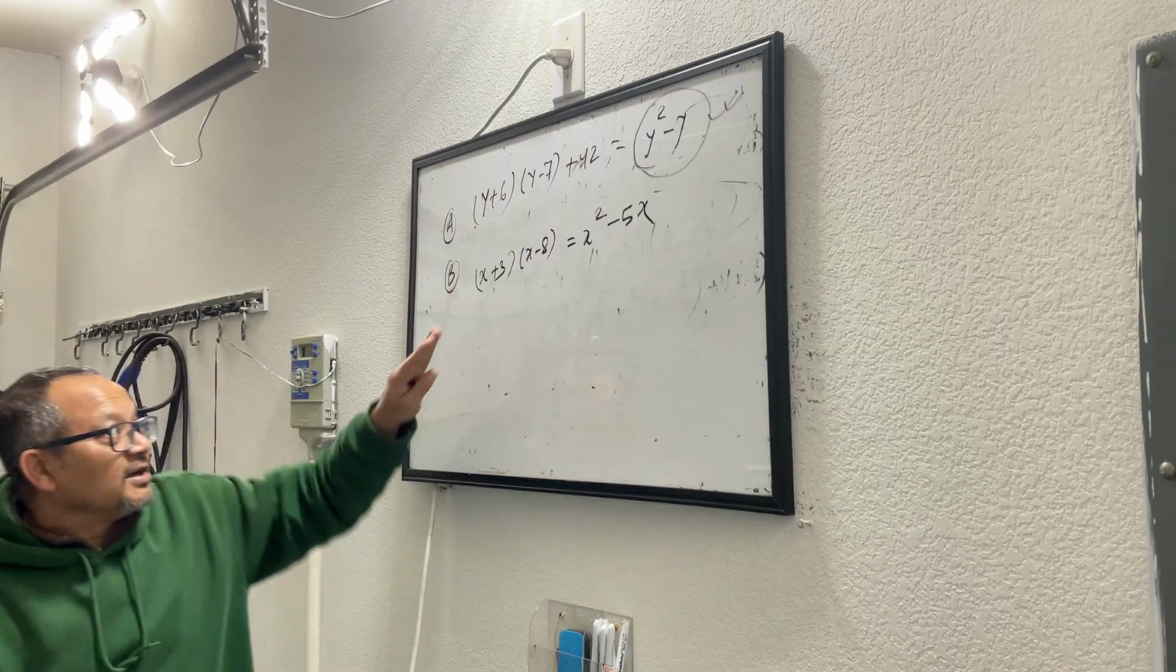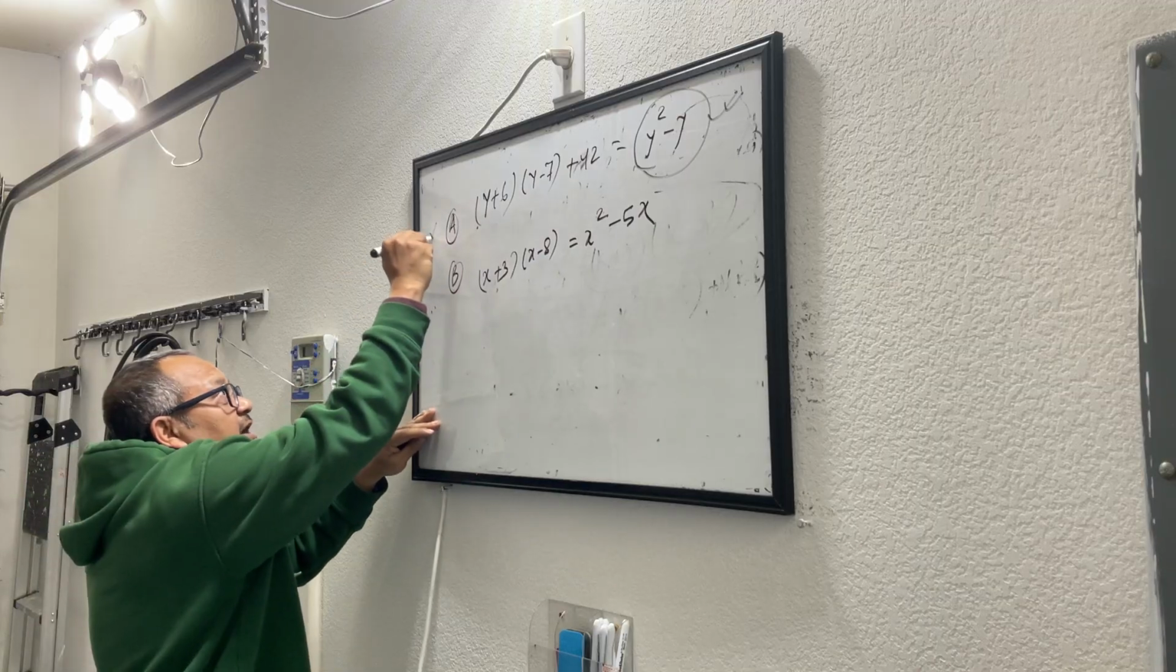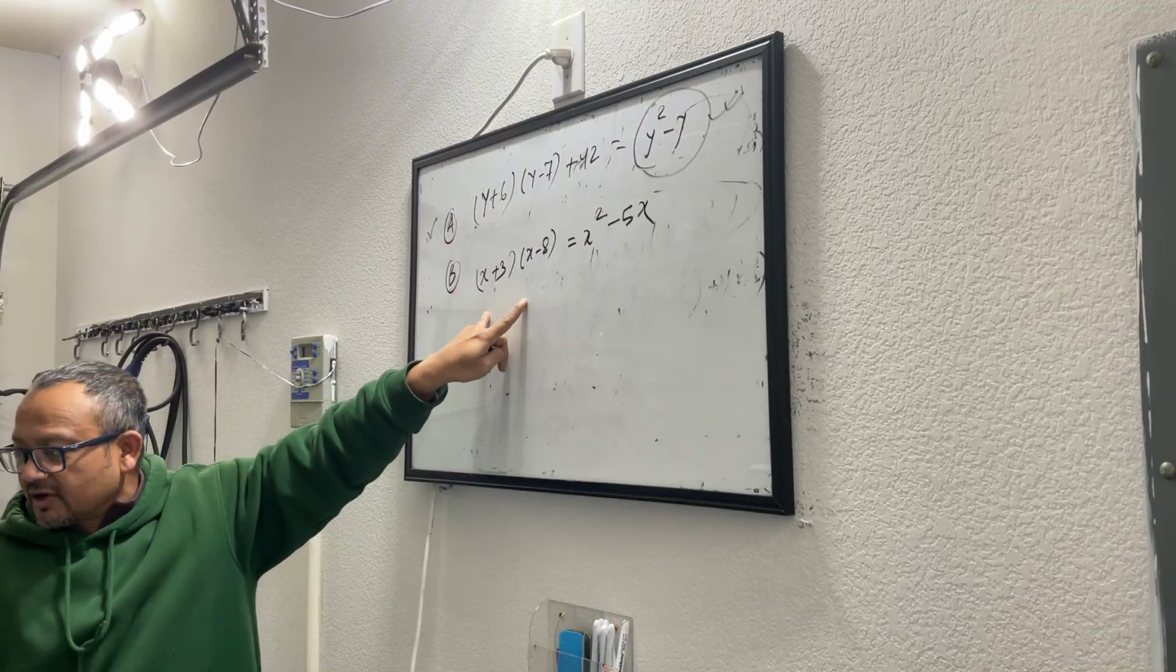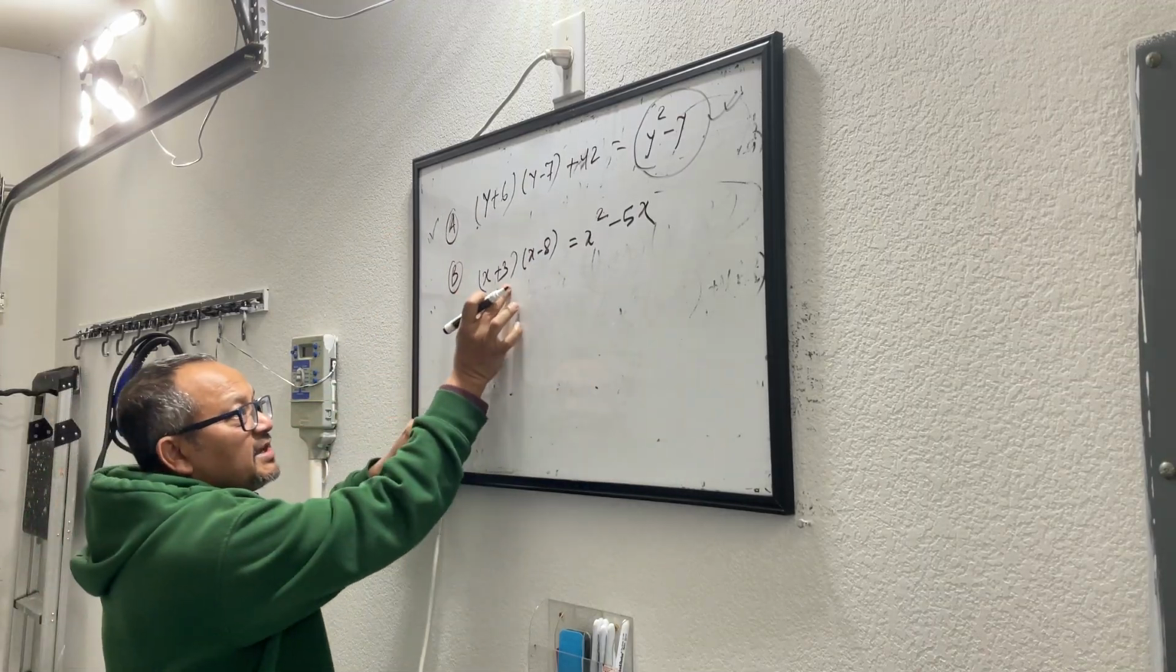Don't worry about it. Now the second one. So this one looks like a true identity. Now I'm coming to the second one. (x + 3)(x - 8).